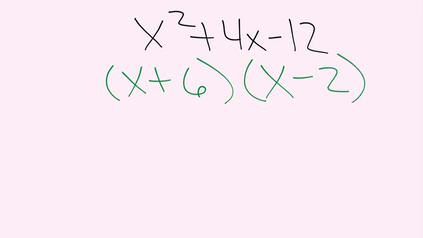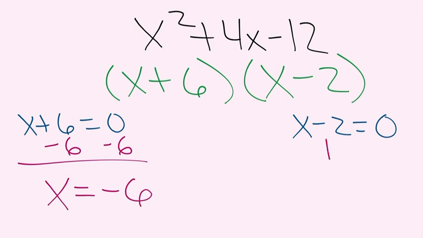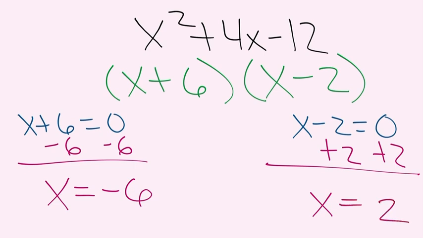And then we're going to have to set them equal to 0, which will mean x plus 6 equals 0 and x minus 2 equals 0. Then we're going to have x by itself, so we have to subtract 6 from both sides, which means x equals negative 6. And then add 2 to both sides, which means x equals positive 2, and that would be your answer.